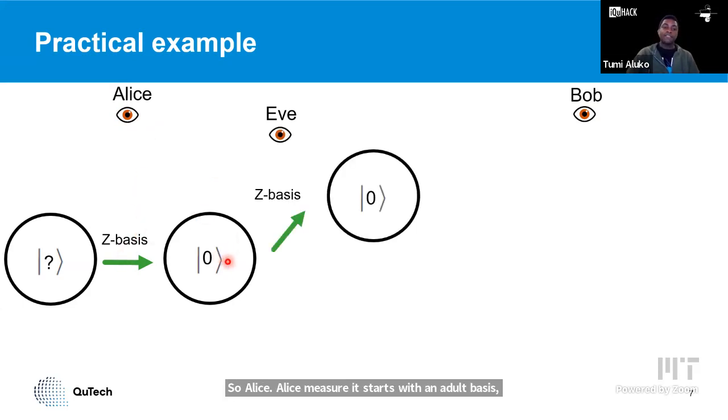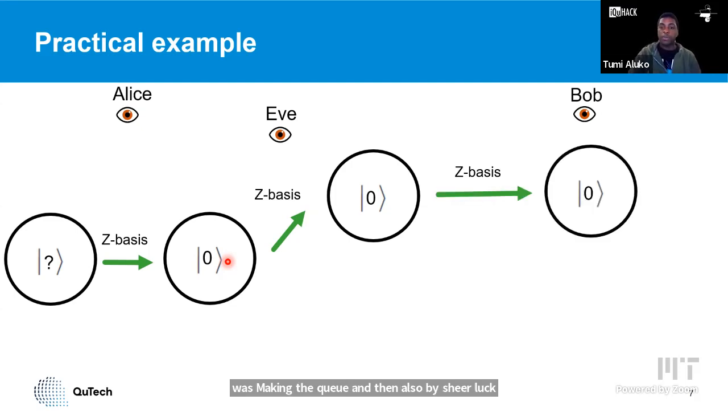Then Eve, who has no idea what basis Alice measured the qubit in, also by sheer luck, measures the qubit in the Z basis, and she gets a 0. Now, Bob does a Z basis measurement, and he gets a 0, and he doesn't suspect a thing, but Eve now knows the value of their shared key because she also has access to the qubit.